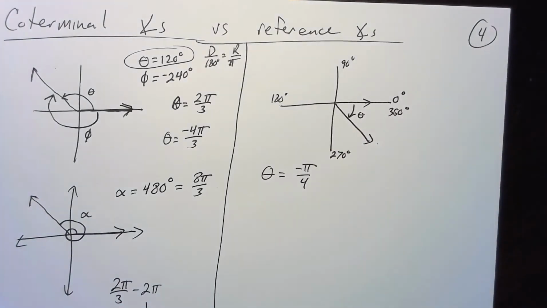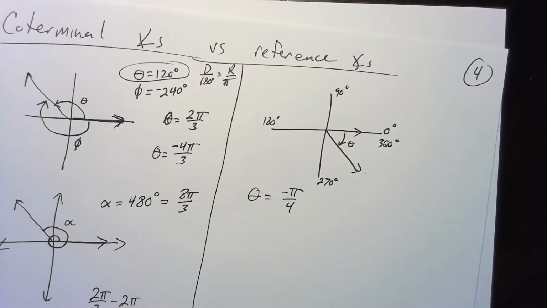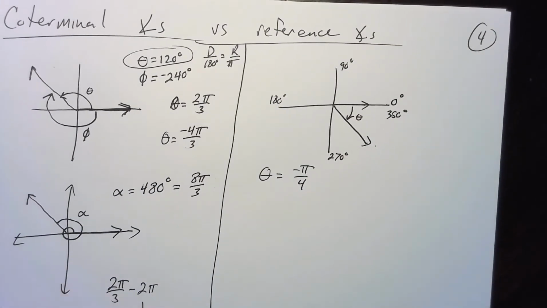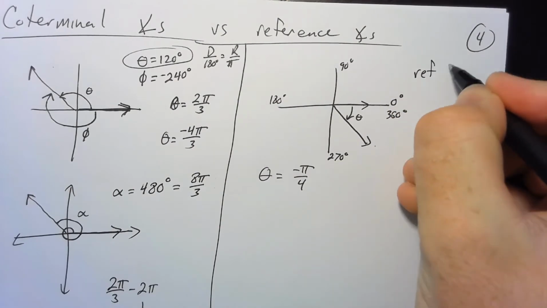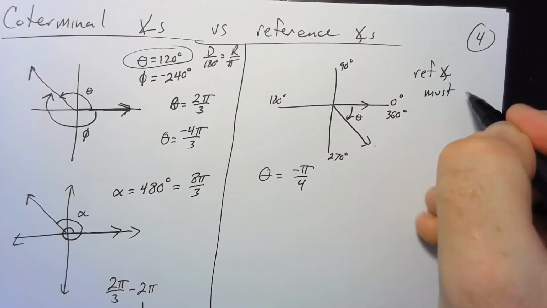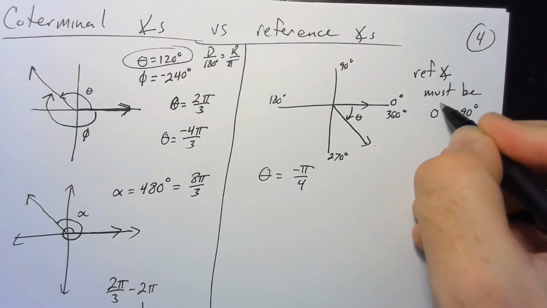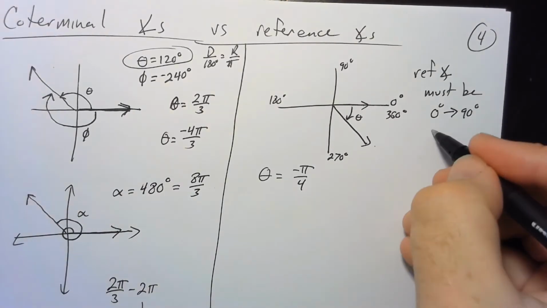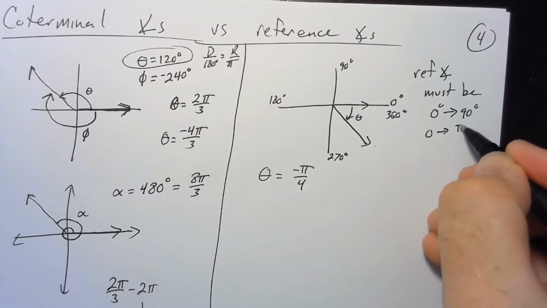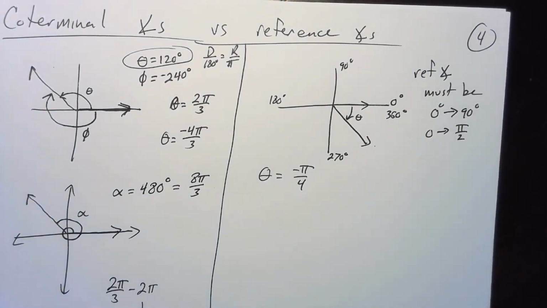So the question is what is the reference angle? Now maybe negative pi over 4 was a bad one to start with, but it is one that still works. The reference angle is the angle that you get. It's positive. It's between 0 and 90. It must be between 0 and 90, meaning it must be between 0 and pi over 2. And it has to be positive, okay?